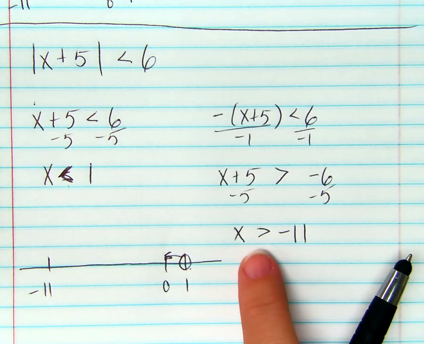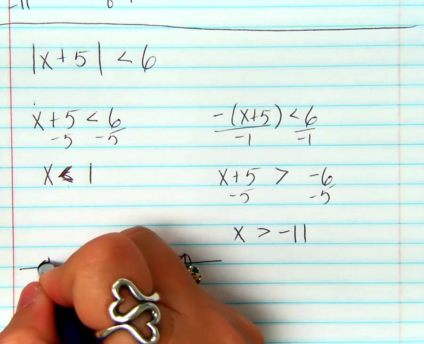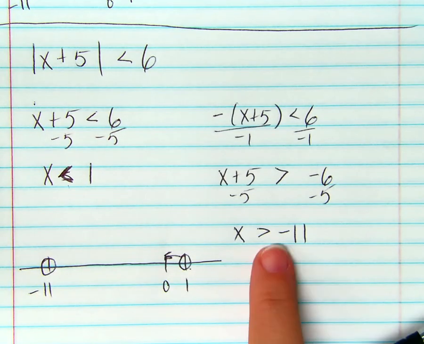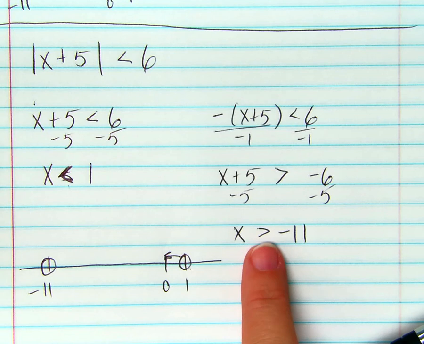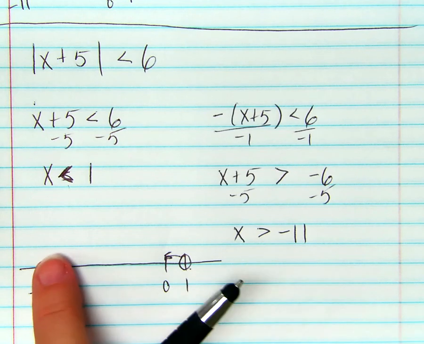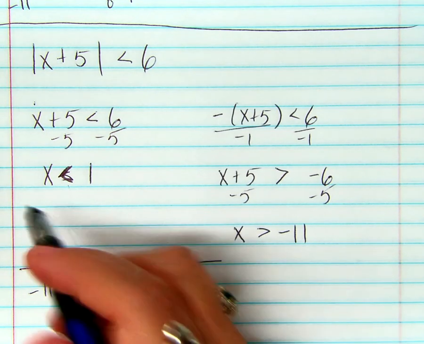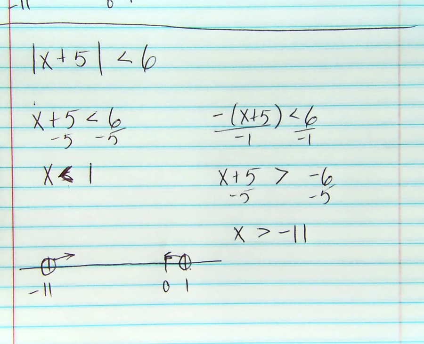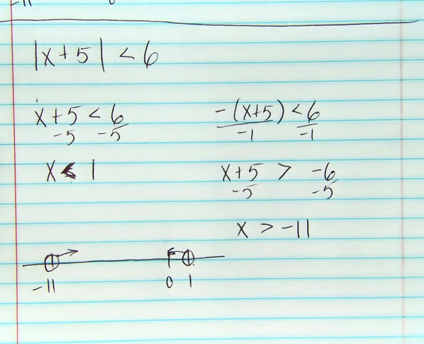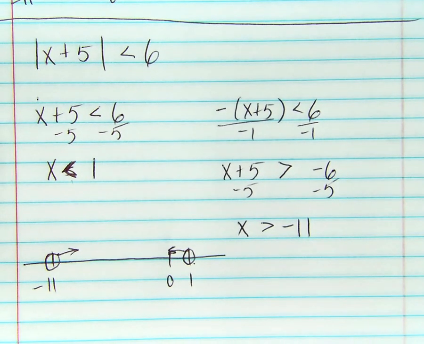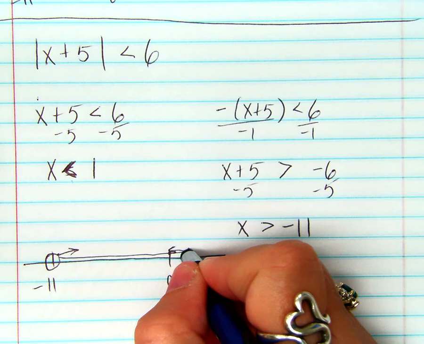But let me look at my other part, because my other part is x is greater than -11. So again, for the same reason, it's just greater than, it's not greater than or equal. I have an open circle on -11, but it's greater than that, so I would shade that way. So where am I going to eventually do all my shading? In between them.